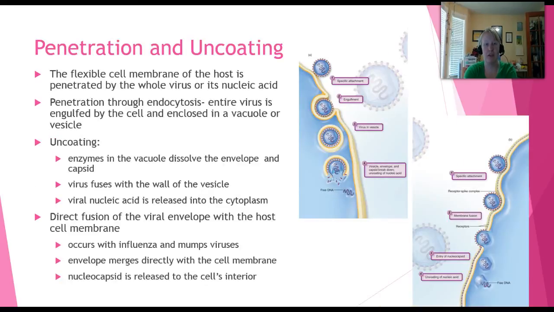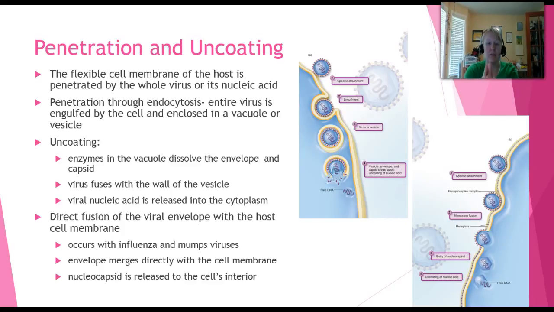So penetration and uncoating, this is how viruses actually get into the cell. There are 2 ways that viruses will enter the cell. The first is through endocytosis, and the second is through viral fusion. In endocytosis, that's the first picture you see on the slide here, the virus will attach or absorb, and it will be brought in within a vesicle within the cell. Once it's in the vesicle, this vesicle will break down and release the viral DNA or RNA into the cell for replication. And this is through an uncoating process.